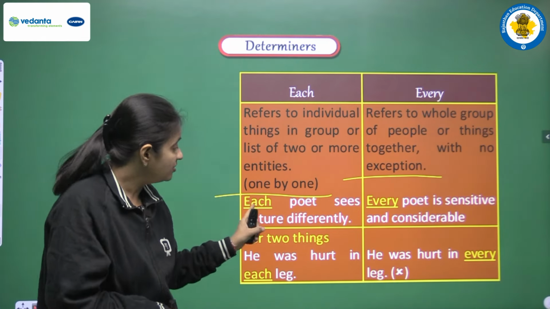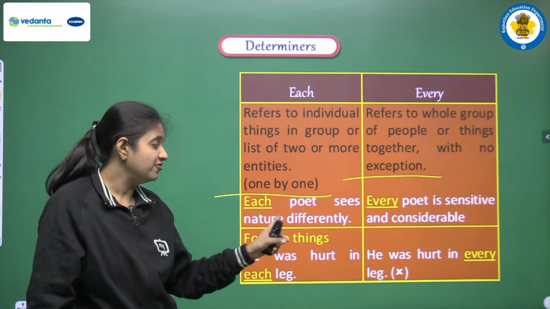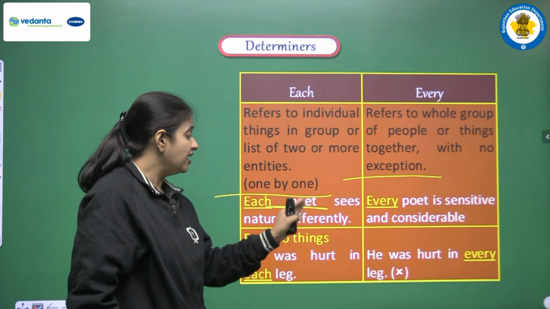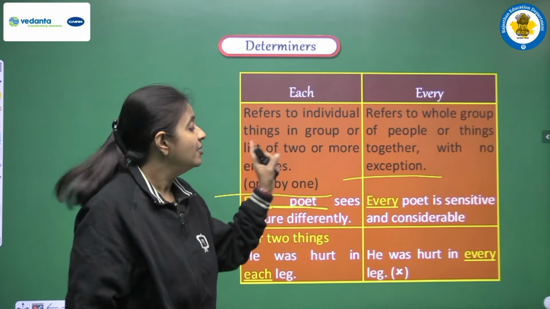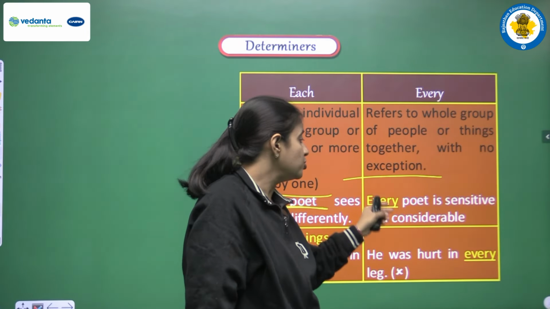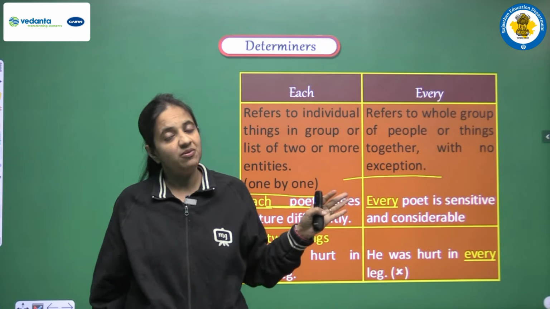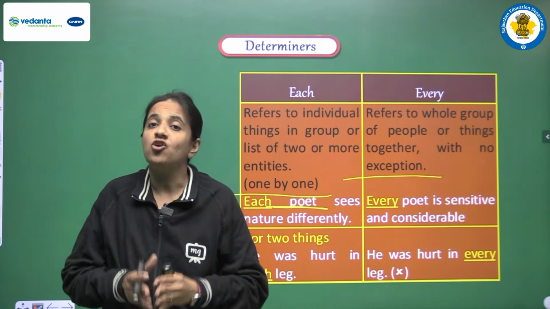Now in this example we are saying that each poet sees nature differently. It means that every individual poet is able to see nature in their own different manner. But when we use every, we are saying that every poet is sensitive and considerate. So here we are talking about a very common thing, and we are talking about all the poets.